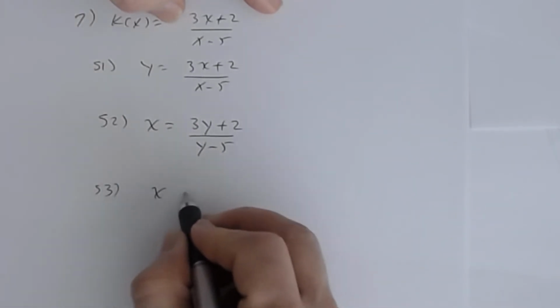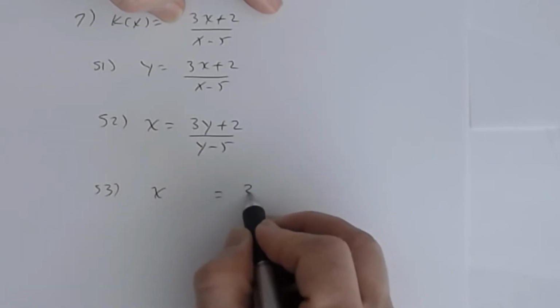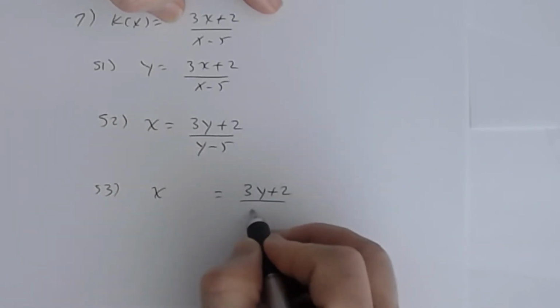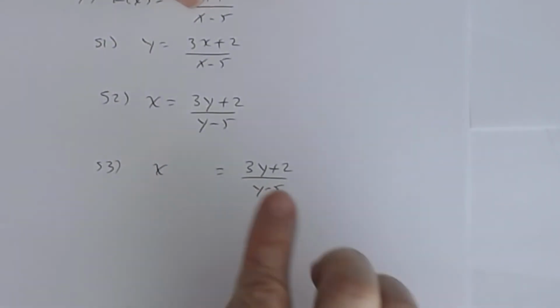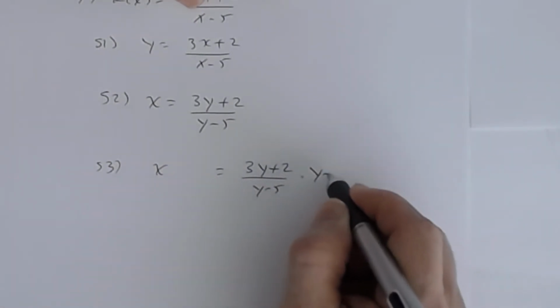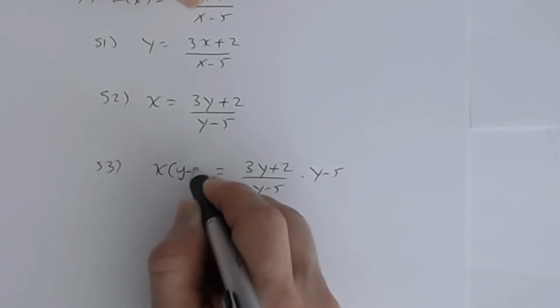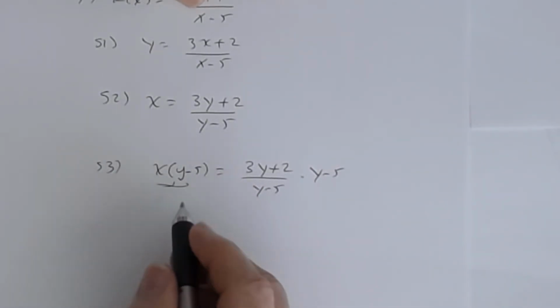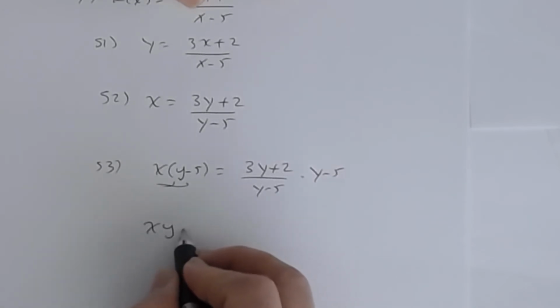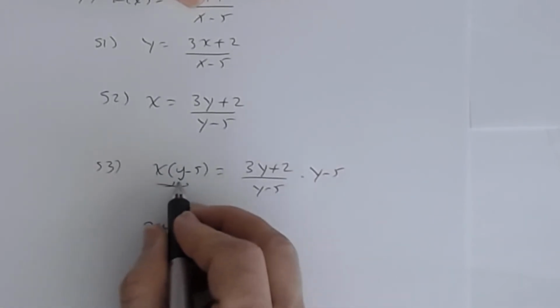So let me go ahead and rewrite this over, leave some space here. So 3y plus 2 divided by y minus 5. All right, so I'm going to clear the fractions. We'll multiply both sides by the LCD. So I'm going to say times y minus 5, times y minus 5. Now on this side, let's go ahead and distribute. So I get x times y minus 5 times x.